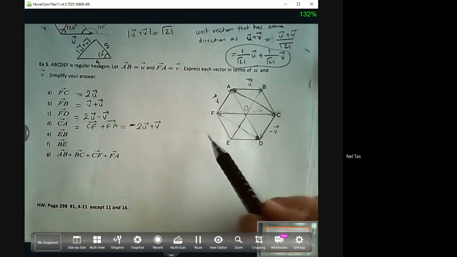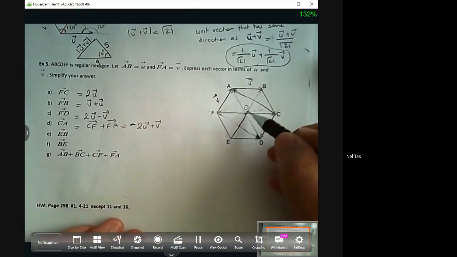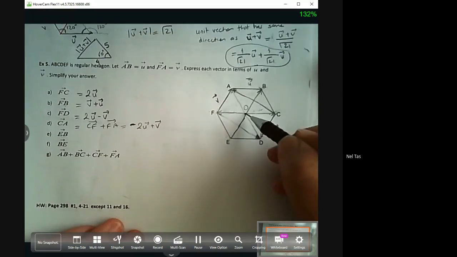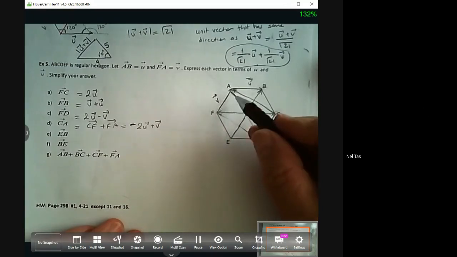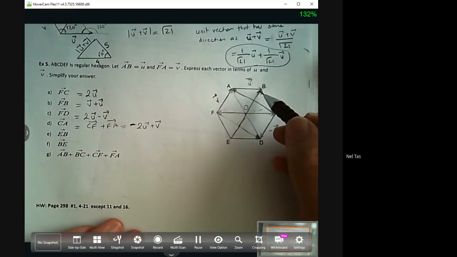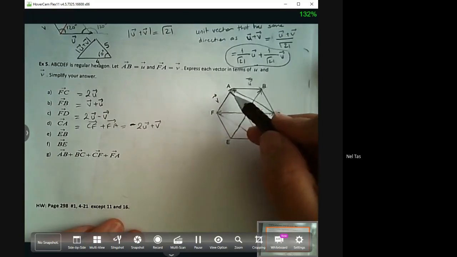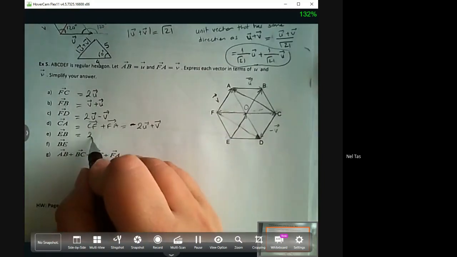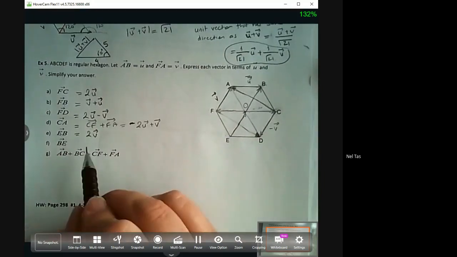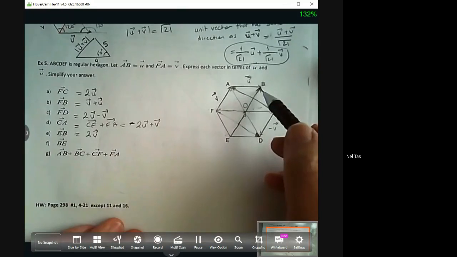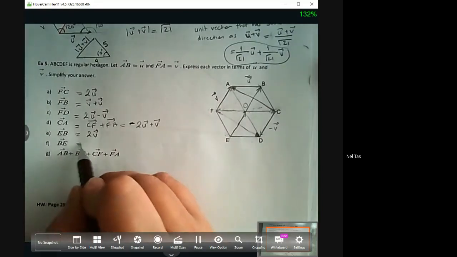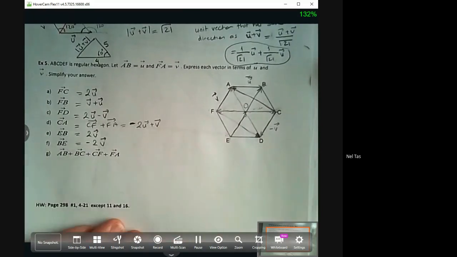EB vector. EB. So EO is same as V. OB is same as V. So you have V plus V, 2V. BE, so EB is 2V, then BE is opposite to EB, so negative 2V.